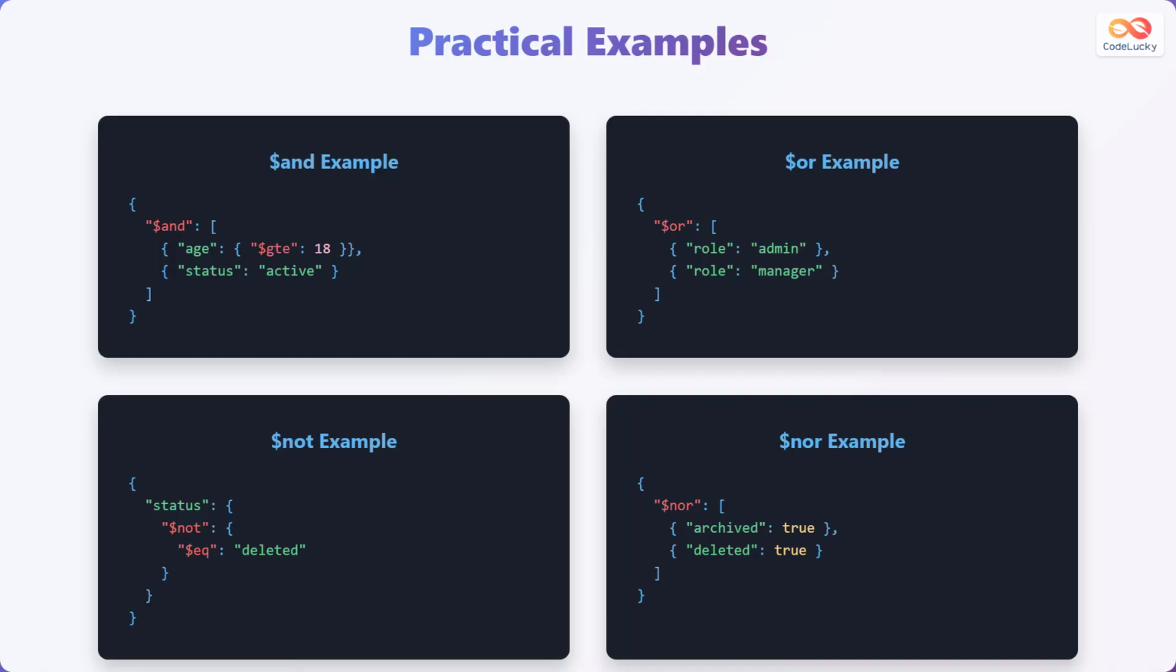Let's explore practical examples of these operators. Starting with the $and example, we can use it to find users who are at least 18 years old and have an active status. The $or example shows how to find users who have either the role of admin or the role of manager. The $not example shows how to exclude documents that have a status of deleted. Lastly, the $nor example retrieves documents that are neither archived nor deleted. These examples demonstrate the versatility of logical operators in real-world queries.